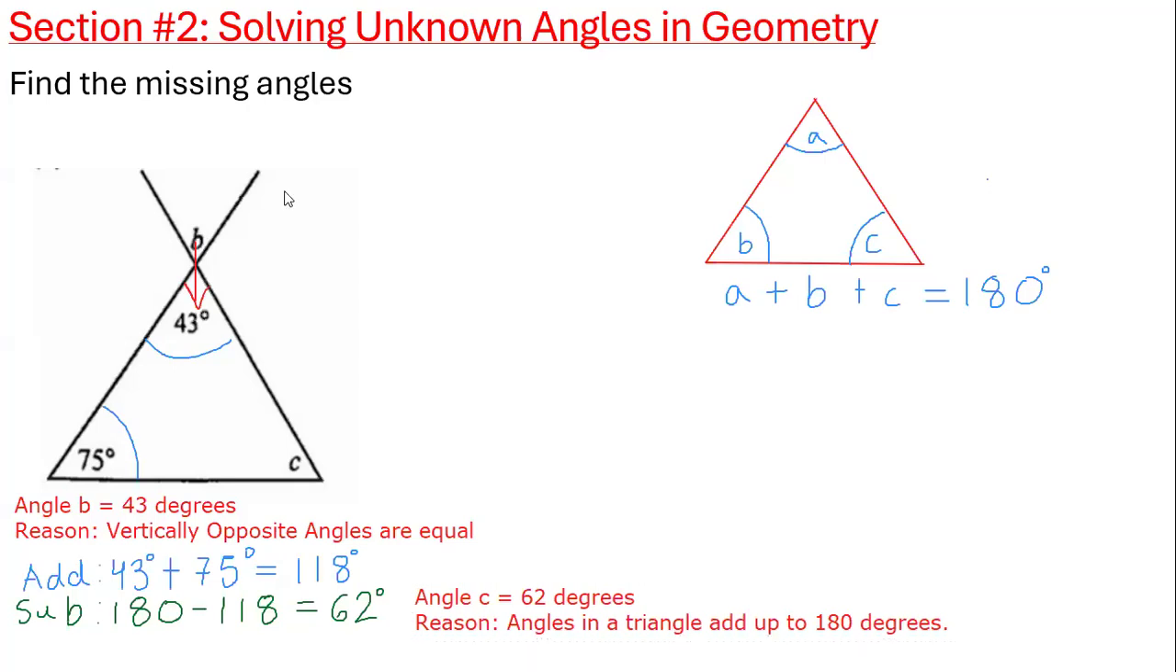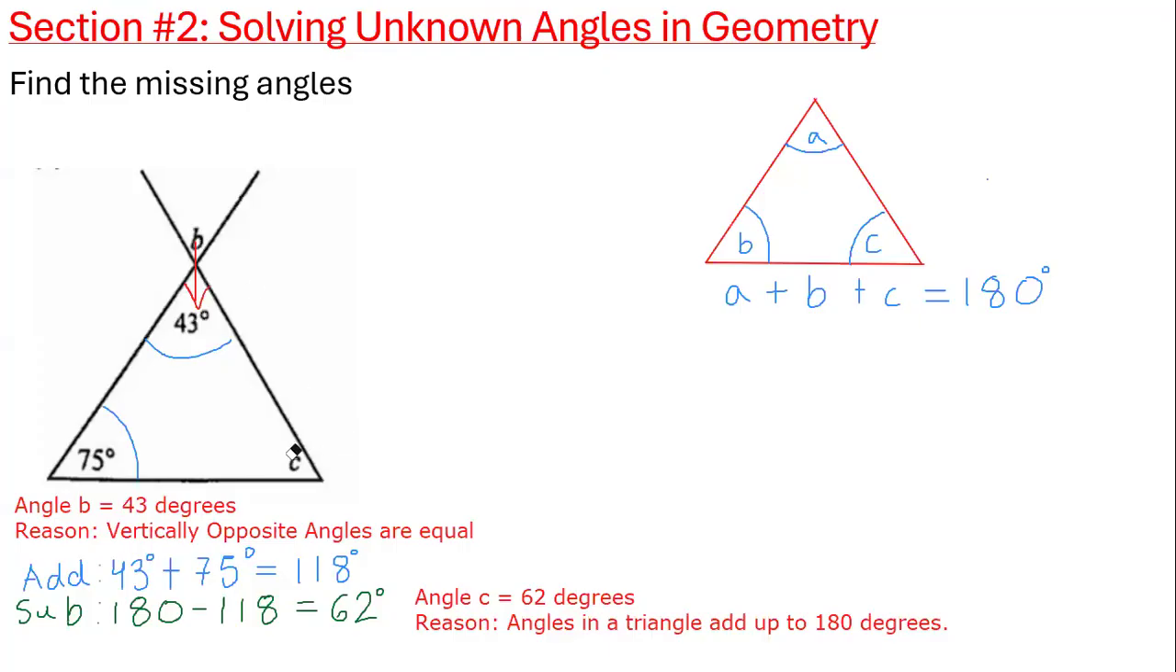So how are we going to get B, Dior? B is vertically opposite. So whatever this angle is, this will be. If this is 43, what would B be? 43 degrees. Very good. And what's the reason B is 43 degrees? Because it's vertically opposite. And vertically opposite angles are equal. So if this is 43, B is equal to 43 degrees.